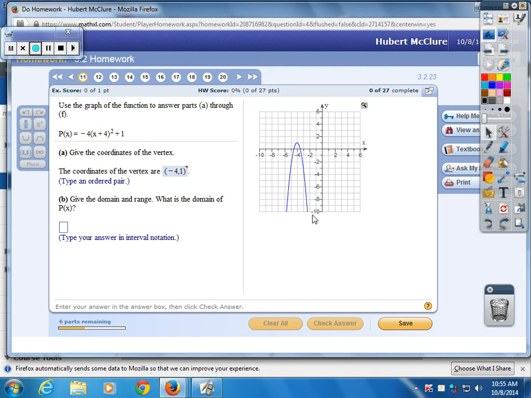Domain and range. What's the domain? All real numbers. What's the range? Negative infinity to what? To 1. Yes, what's your question? What number?